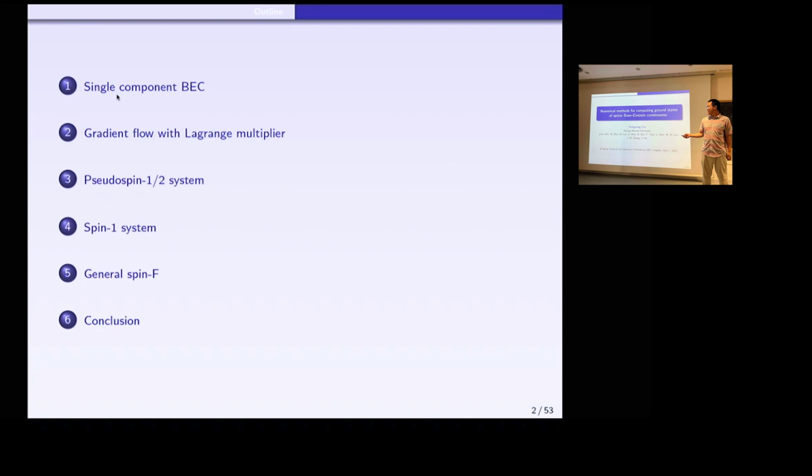So this is the outline of my talk. Before moving to the numerical methods for the spinor case, I will give some review and introduction to the single component case, and one of the main methods we are using is this gradient flow type method, but with some simple modification by a Lagrange multiplier. And then we will move to the multi-component pseudo spin half case, then the spin one case, and then the general spinor case.